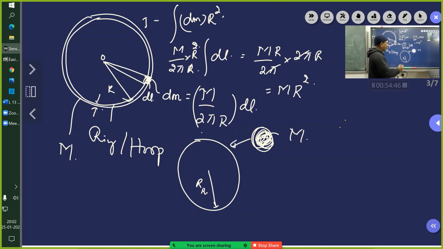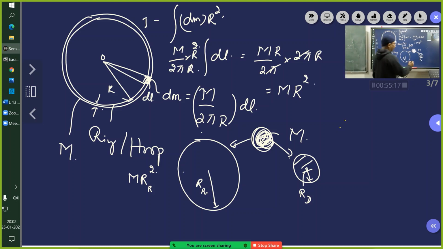With the same mass, I will ask you to make a disk. So the disk will be small, isn't it? So this will be the radius of the disk. Got it? With the same mass. Now you see, what is the moment of inertia of this? m r square.